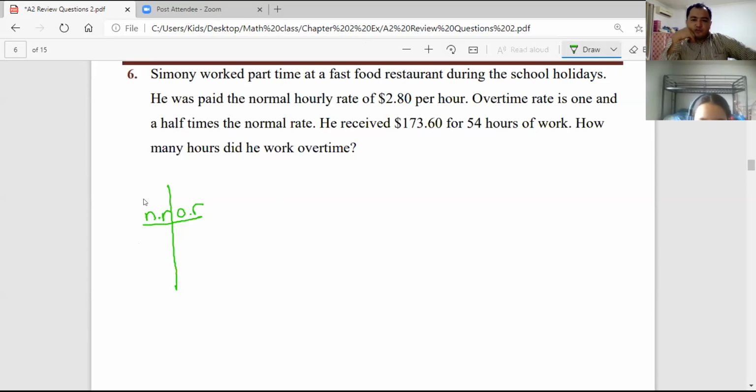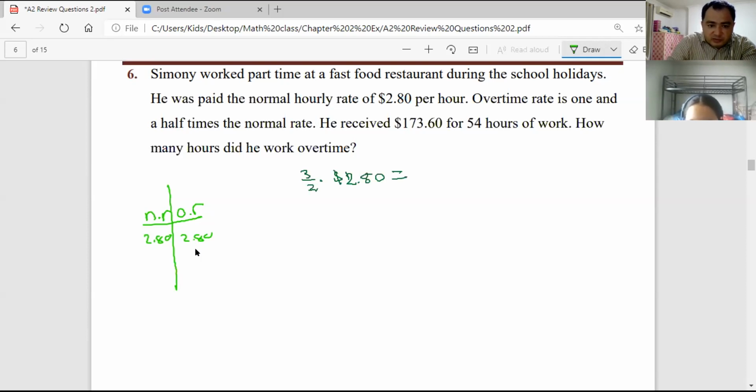So normal hour is $2.80, right? Yeah. Shahina, you don't have to write here. First evaluate this, then calculate the result. So normal overtime is 3 over 2 times 2.80, right? Simplify this, then write the result here. Okay, that's much better.